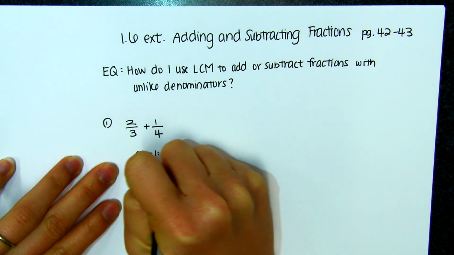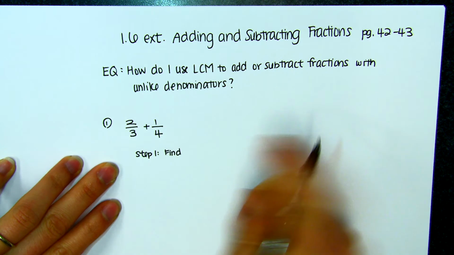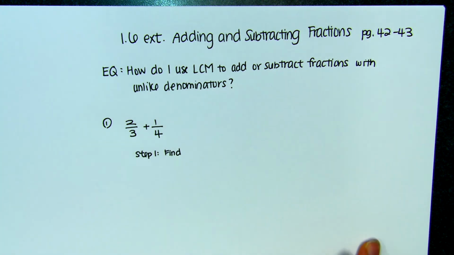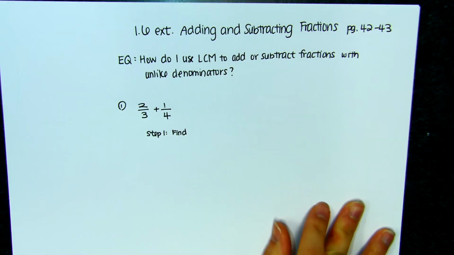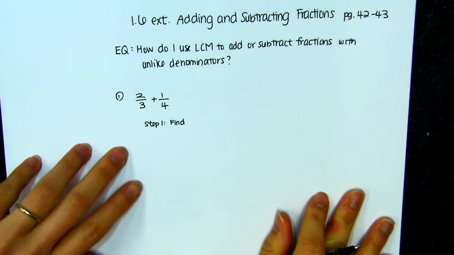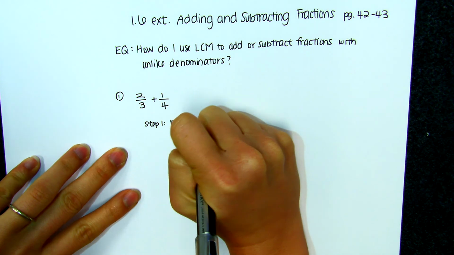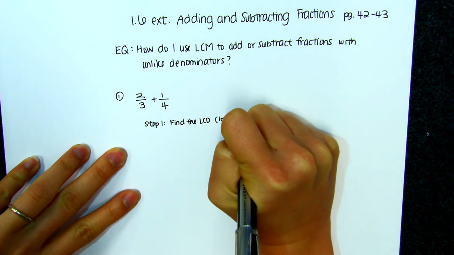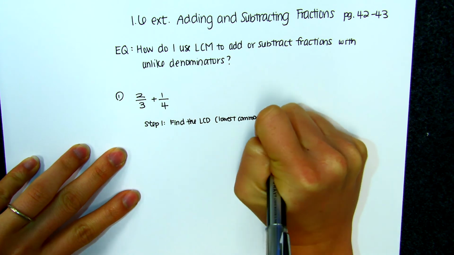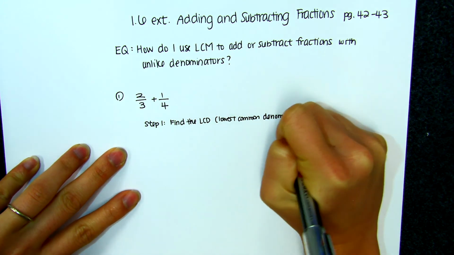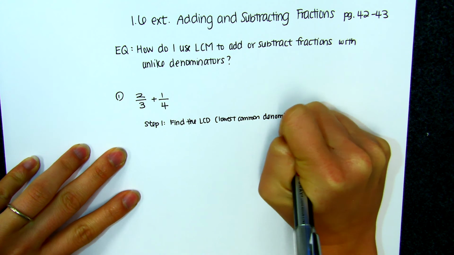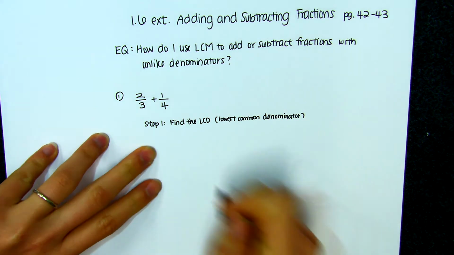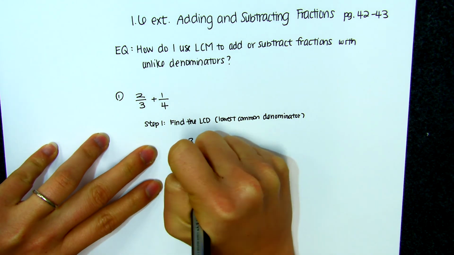Step 1 is you need to find the lowest common denominator. This bottom number is called the denominator, so we need to use LCM to help us find that. Let me zoom out a little bit so you can see the paper better. So find the LCD, lowest common denominator. Sometimes you might hear me say least, sometimes lowest. They're interchangeable.